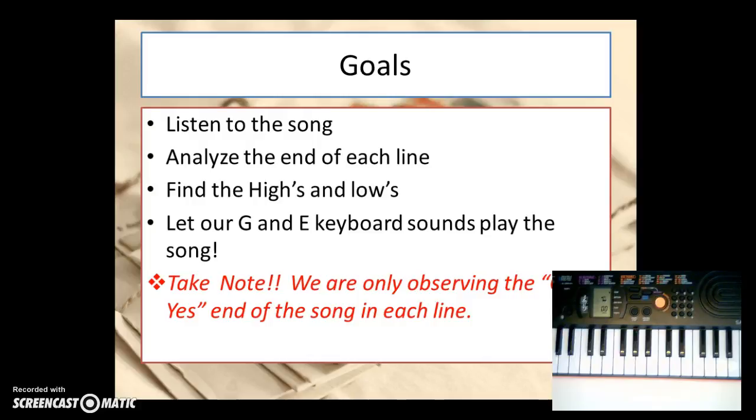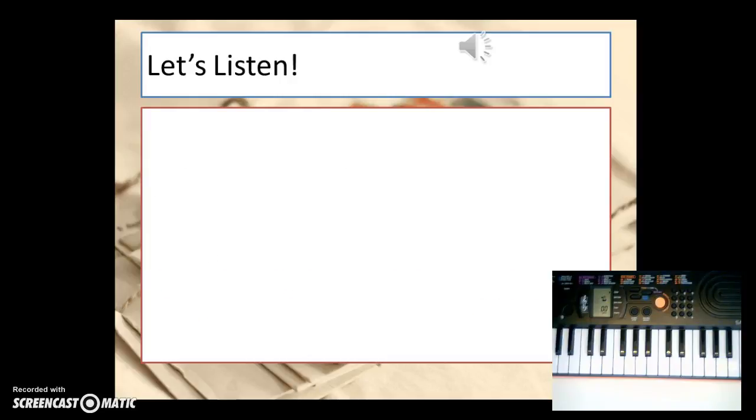We are going to find those highs and lows and then take them and put them on our keyboard, because those high and low sounds have names on our keyboard, and they are G and E. So let's go through the rest of this lesson and try to explore these. So first, let's listen to I Got a Letter.